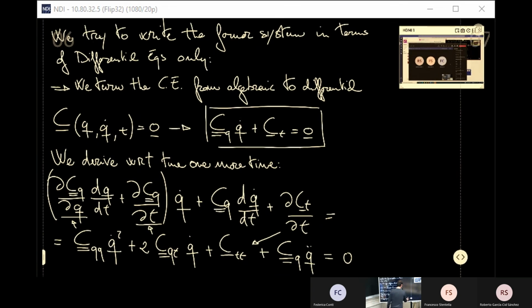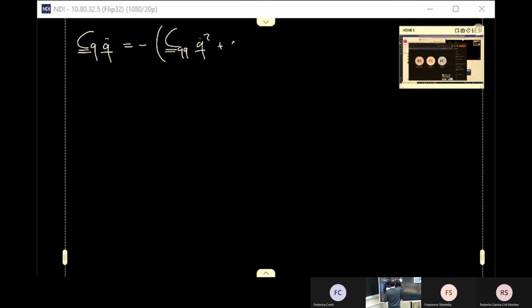Now, we take all of this, and we just rewrite the following. C_q q double dot equal to minus C_qq q dot squared plus 2 times C_qt q dot plus C_tt. And this we call Q_s, by definition.